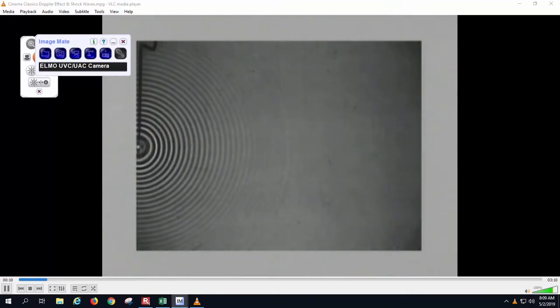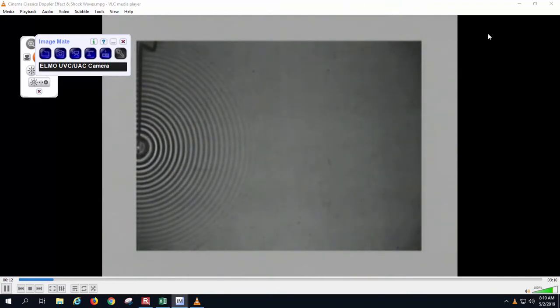The wave moving out from a stationary source travels equally in all directions.